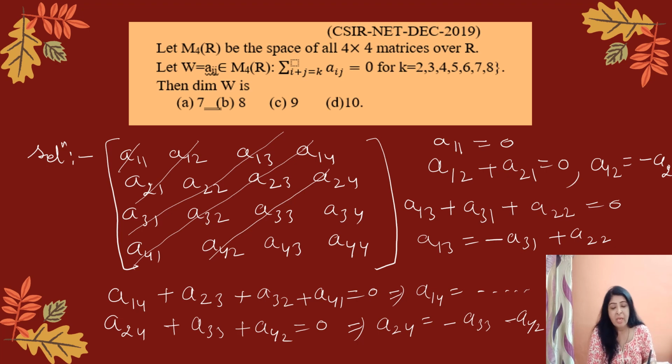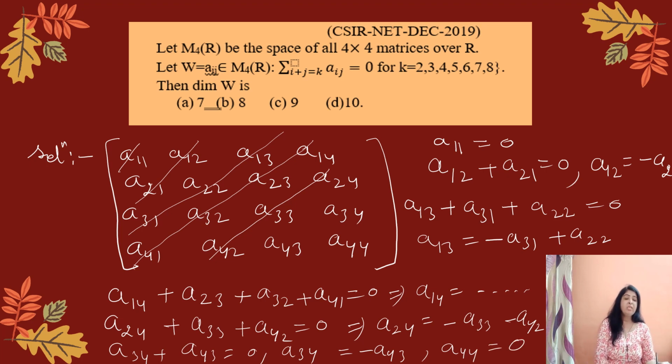and then I have A34 plus A43 is equal to 0, implies A34 is equal to minus A43, and then A44 is equal to 0. So these are the elements. Now you can count these.